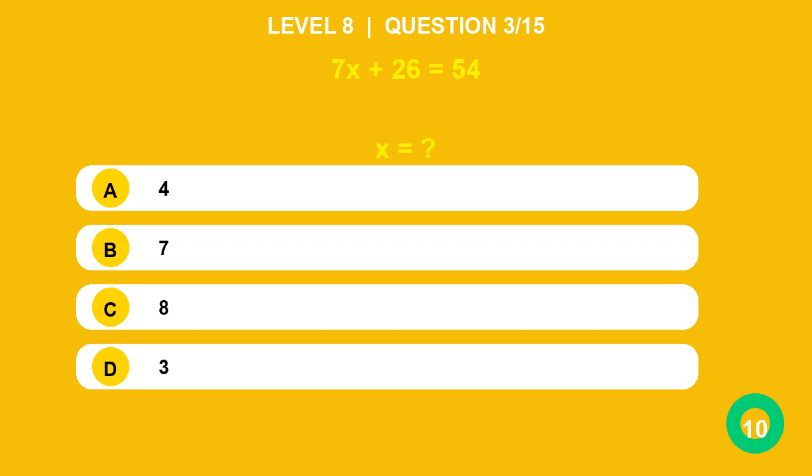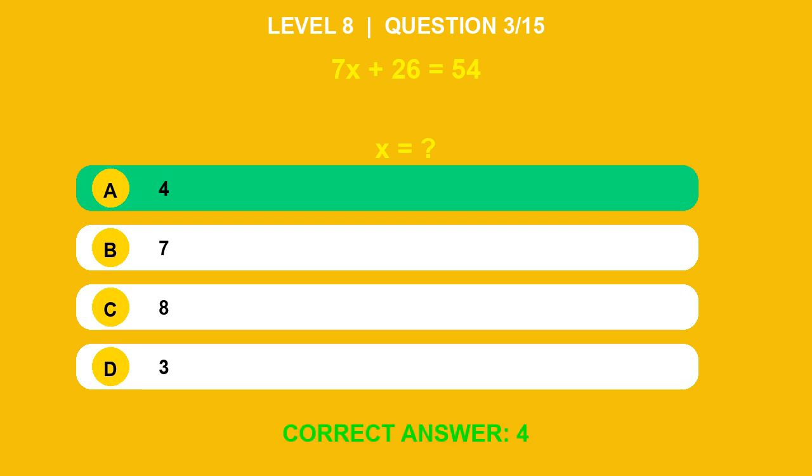7x plus 26 equals 54. X equals? Answer is 4.